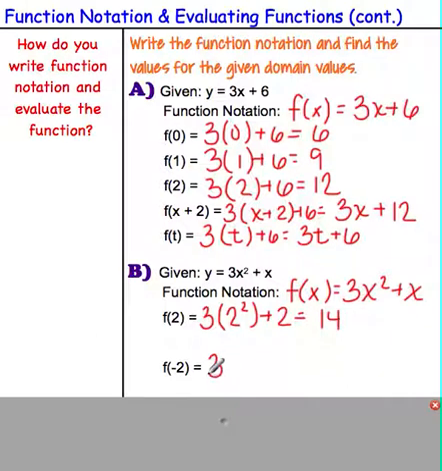So we have 3 times negative 2 squared plus negative 2. Negative 2 squared is positive 4. Positive 4 times 3 is positive 12. Plus negative 2 is 10.